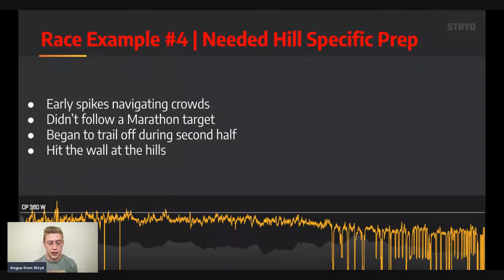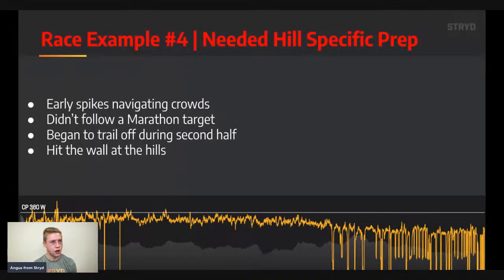I think this runner could have benefited from some race specific preparation, adding in some long runs during their training with hills in the second half. So they're used to working those muscles, running uphill as they started to fatigue. And if they had worked in more hill specific prep, especially during long runs, I think they could have had a more successful race execution.